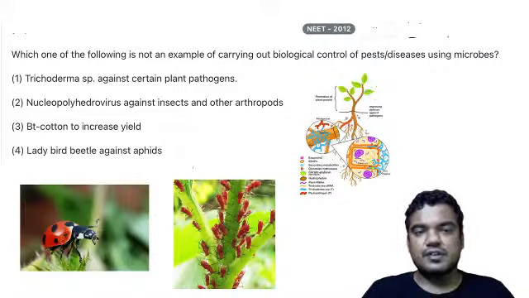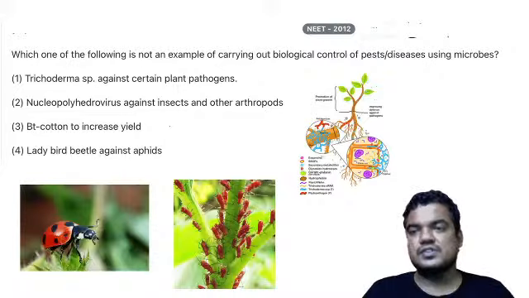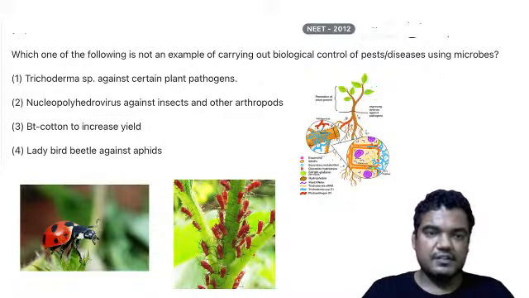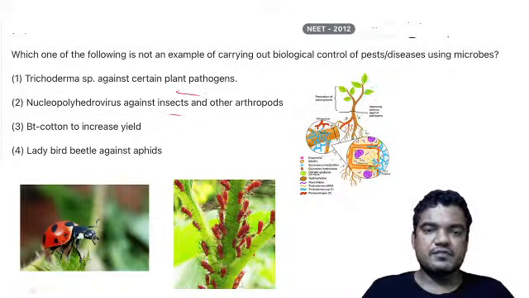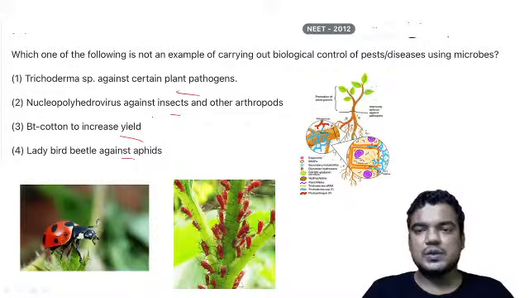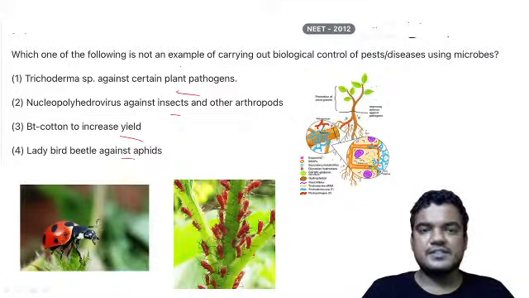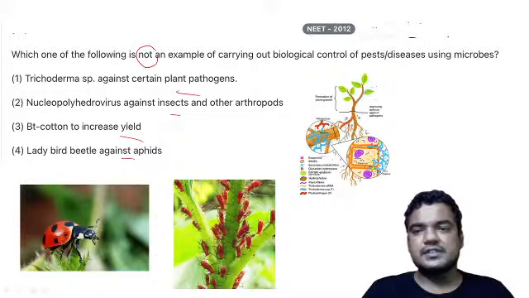Which one of the following is not an example of carrying out biological control of pests or diseases using microbes? Here they have given four options, and all these options are related to the biological control of pests, but one is not exactly matched with the control of a disease. So now we have to find out which one is not an example of biological control.